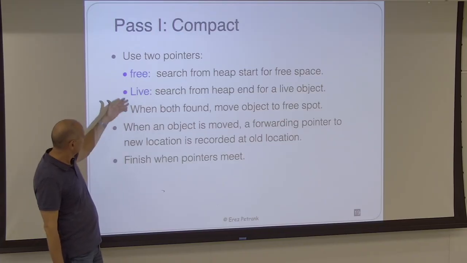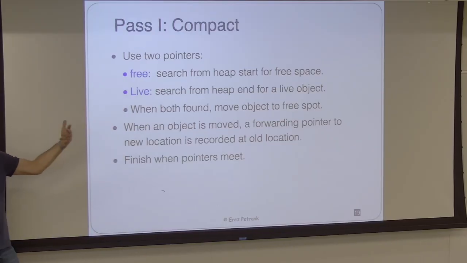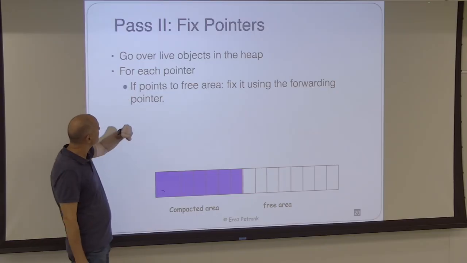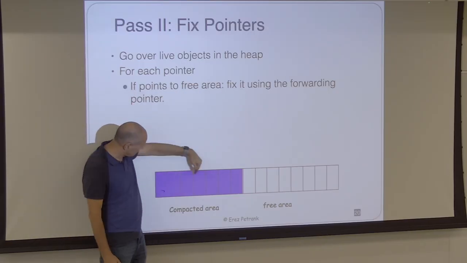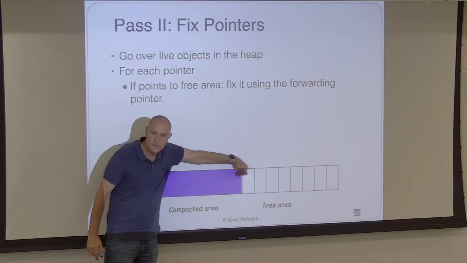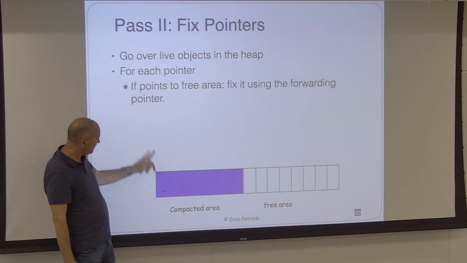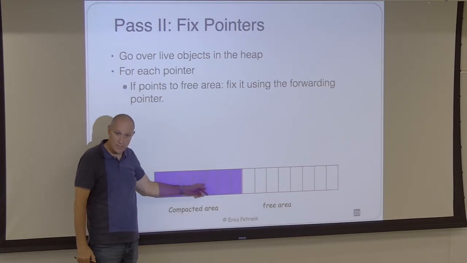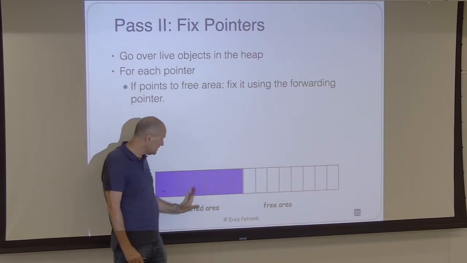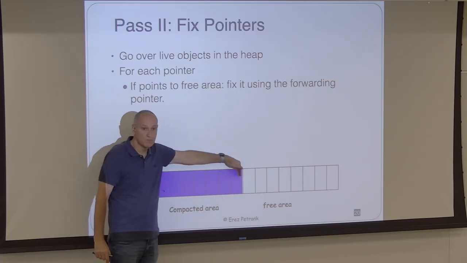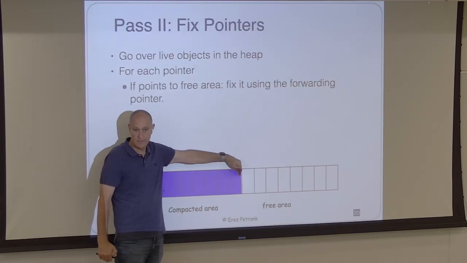this is just saying in text what we described on the picture, so I'm going to go through it. In the next pass, we're going to go over all live objects, which means I'm going to go over all objects that I finished compacting to the left side. For each pointer inside an object, I look where it's pointing. If it's pointing inside this space, then it's fine. These things were not moved. Nothing was moved from this space.